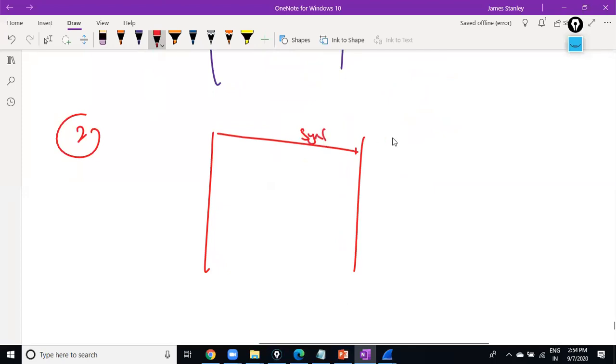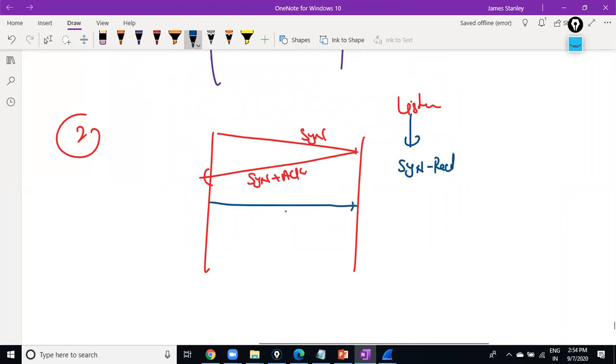The scenario number two is, this is sync send here. Now I was in listen state. Okay, sync plus ACK. Now I have sent what? Sync plus ACK. And when I have sent the sync plus ACK, now I'm in which state? I'm in the sync received. And after that, if I'm getting any reset over there, so after the reset from sync received, I'll go back to my listen state.